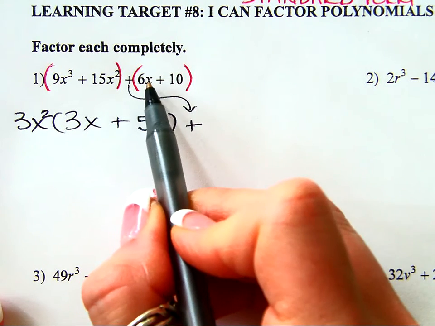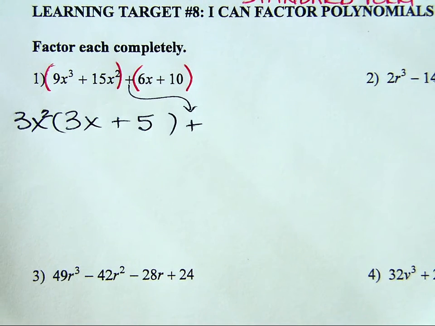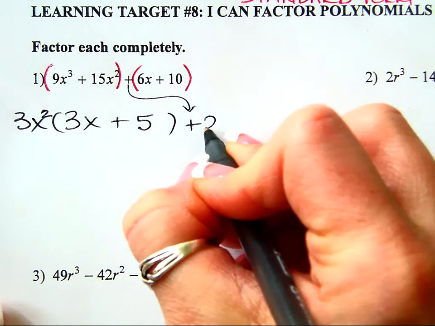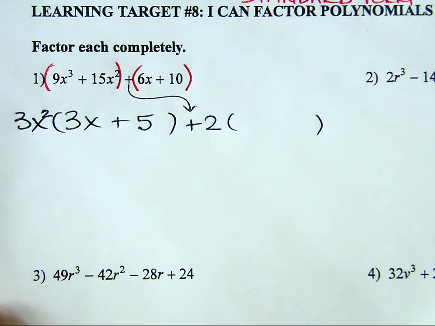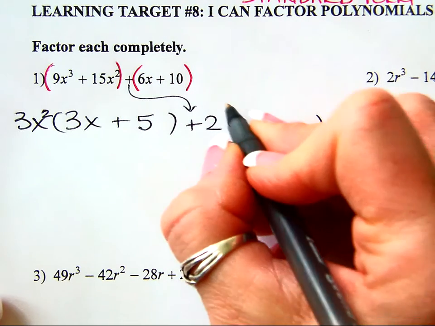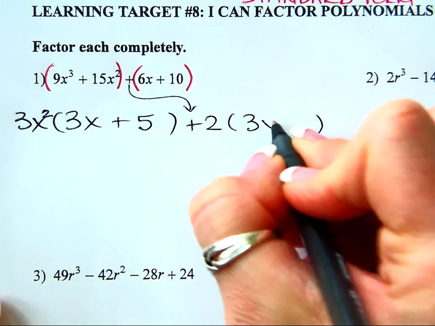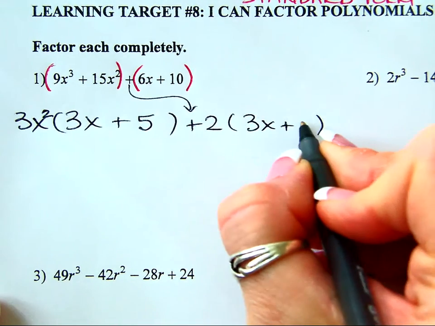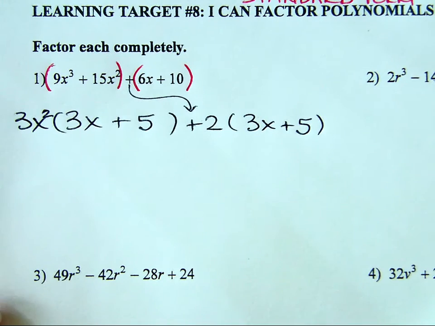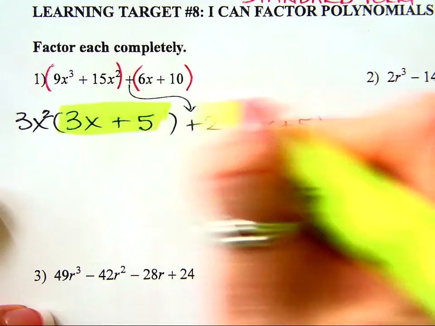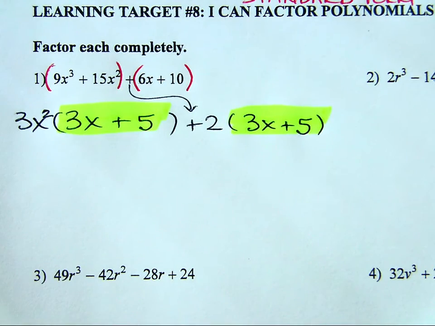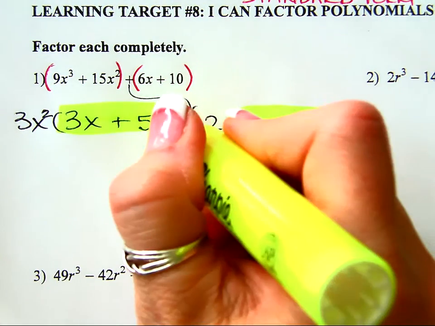So then what's the GCF of 6x and 10? 2. So I'm going to put a 2 here. And what's left after I pull that out? A 3x and 2 times what is 10? 5. Okay, so stop there. Does anybody notice anything? The 3x plus 5 is... Yes. So if you have a highlighter, it might be helpful. I see 2 3x plus 5s.